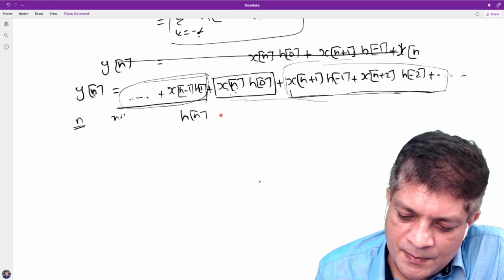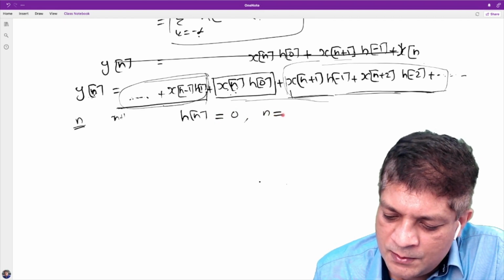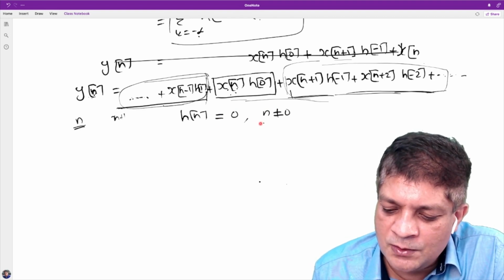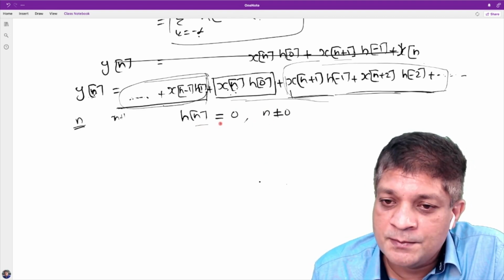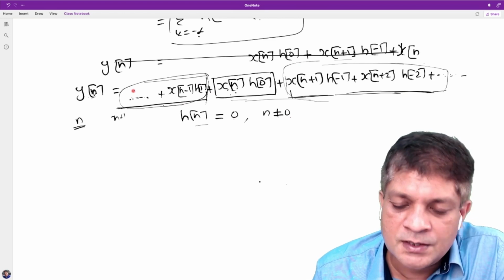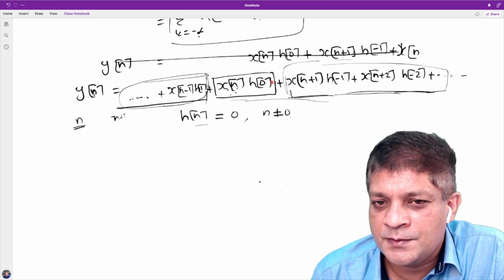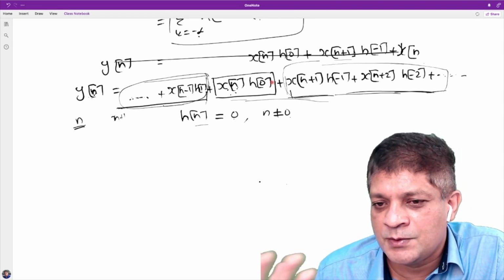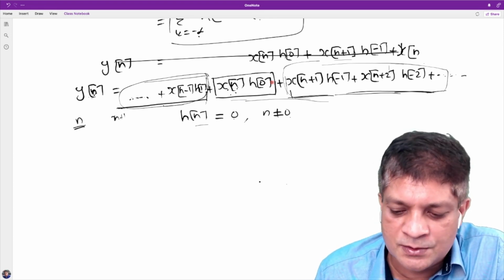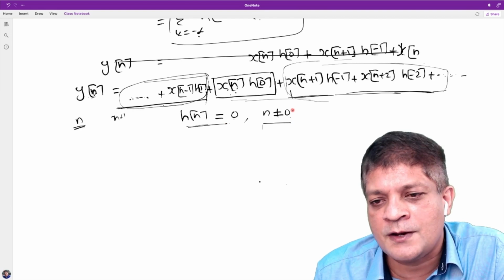h[n] is in terms of delta[n]. Can we say that h[n] is 0 for n not equal to 0? If this condition is satisfied, that means the impulse response is 0 for n not equal to 0, all these terms in the summation will always be 0. So the only non-zero term will be this one. So that is the condition for a system to be memoryless. If you are given the impulse response, we can easily identify whether it is a memoryless system or not. The condition is that h[n] must be 0 for all values of n other than 0.